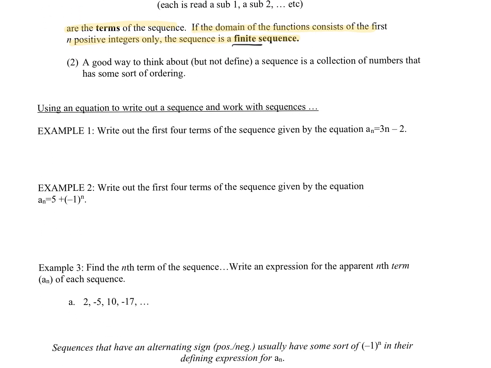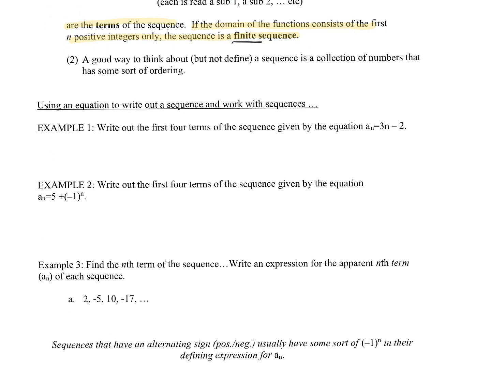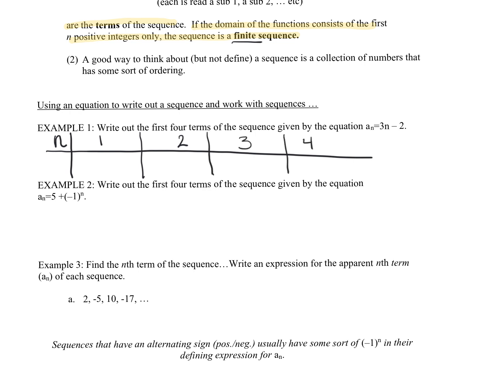So let's try an example. I want you to write out the first 4 terms of the sequence given by the equation. An easy way to think about this is I'm going to plug in different n's, and it says the first 4. So I'm going to plug in 1, plug in 2 for the second term, 3 for the third term, and 4 for the fourth term. And this is a sub n equals 3n minus 2.